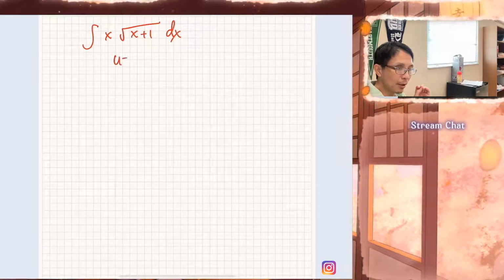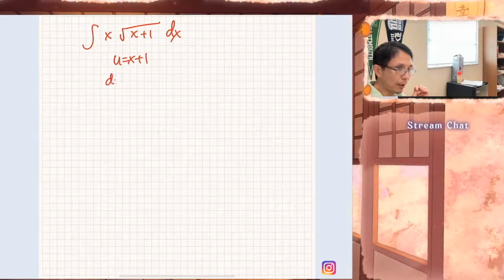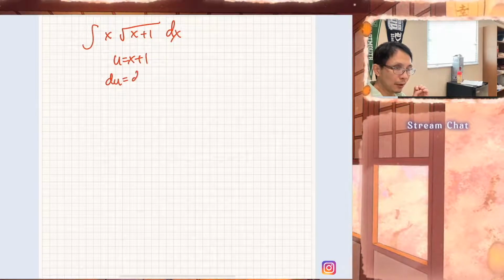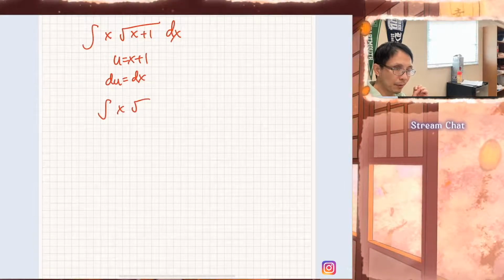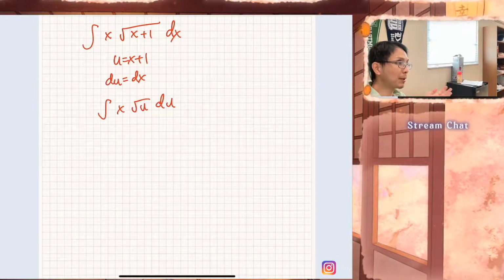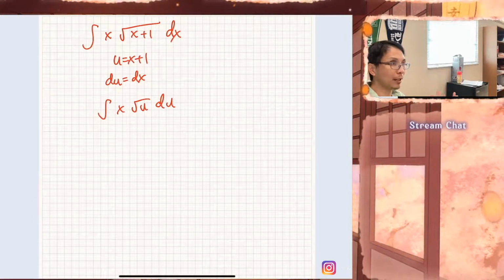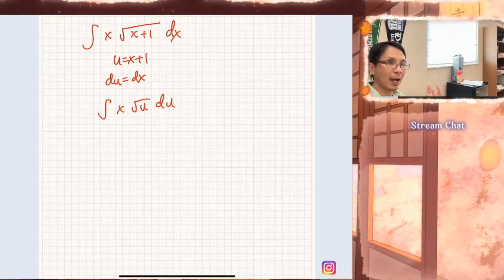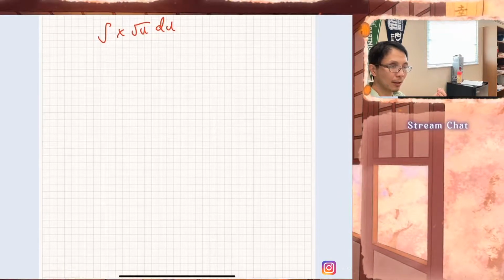So u is equal to x plus 1. You see this. Normally I would do du equal to dx, and I will have x square root of u du. But the problem is nothing cancels. I still have an x and u at the same time. So that means I cannot do anything with the integration.